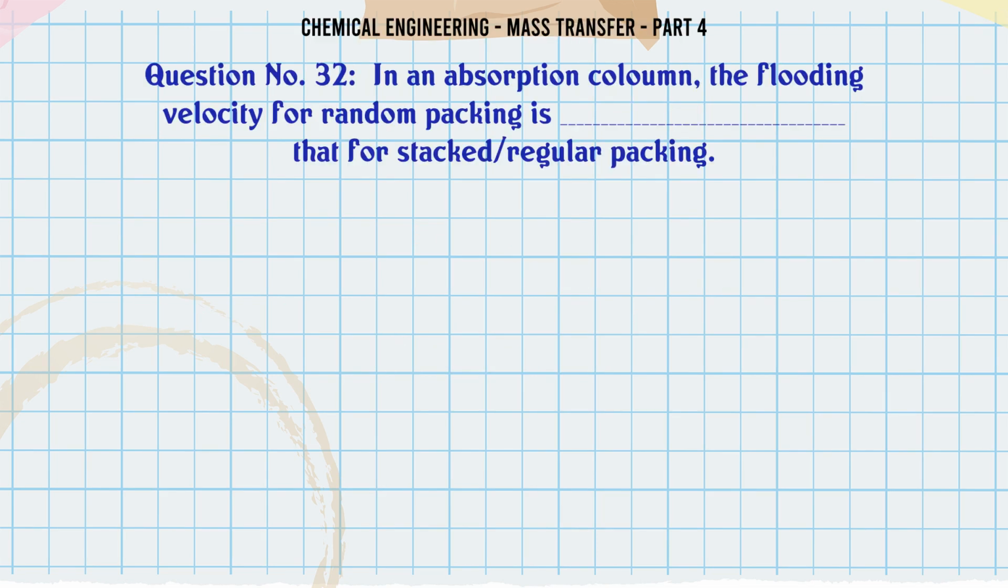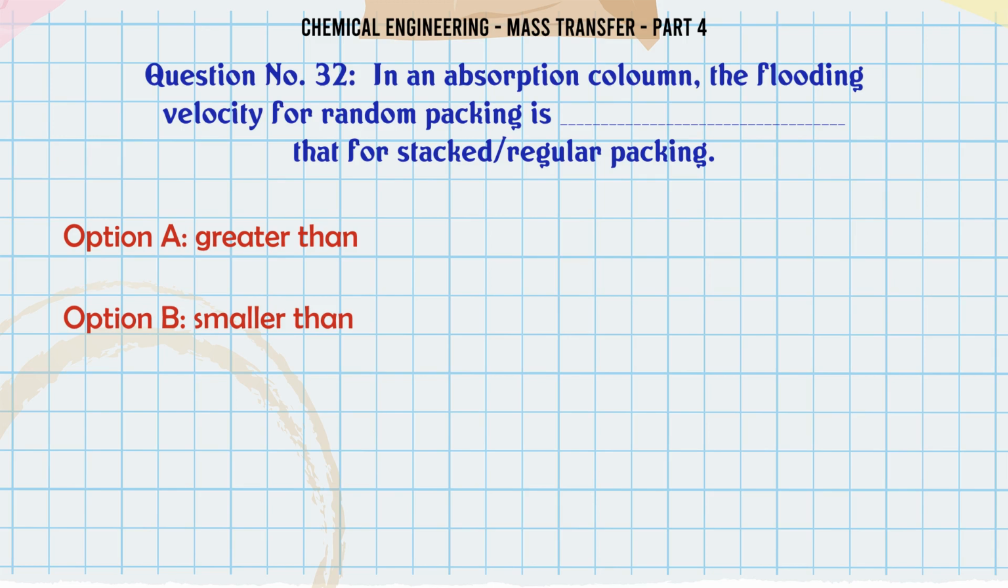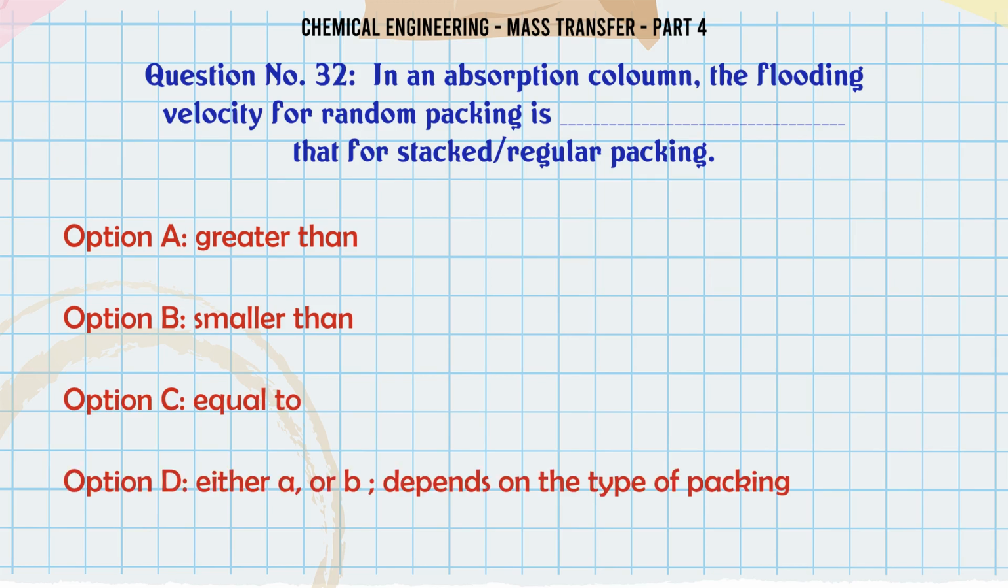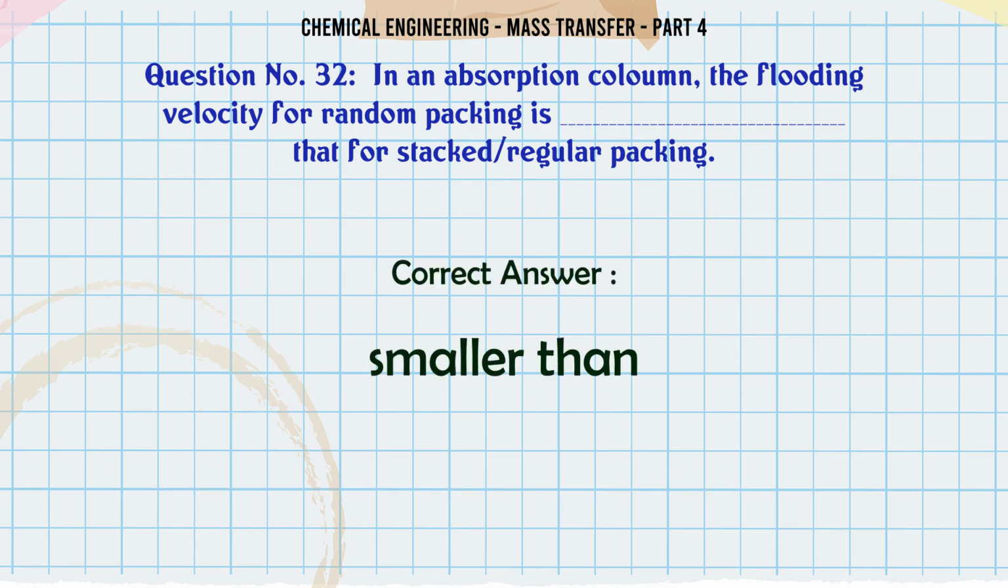In an absorption column, the flooding velocity for random packing is that for stacked regular packing, A. greater than, B. smaller than, C. equal to, D. either A or B depending on the type of packing. The correct answer is smaller than.